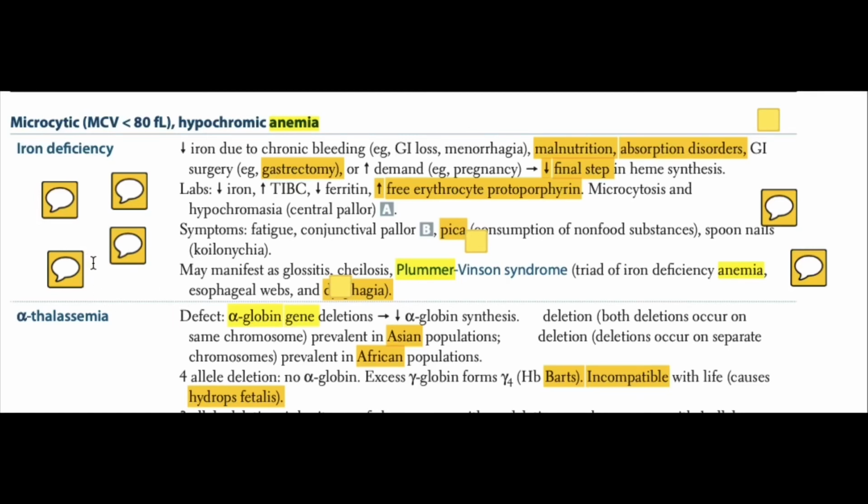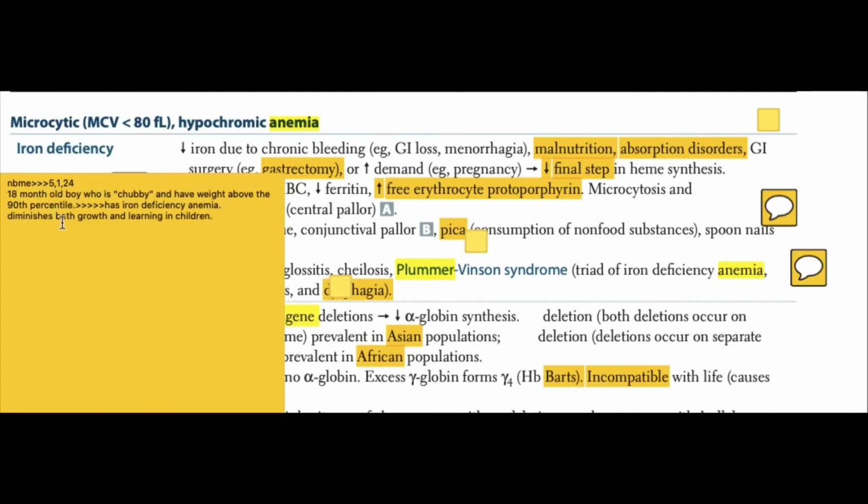Let's talk about another clinical correlation. When there is an 18-month-old boy who is chubby and has weight above the 90th percentile, the answer is that this patient has iron deficiency anemia.